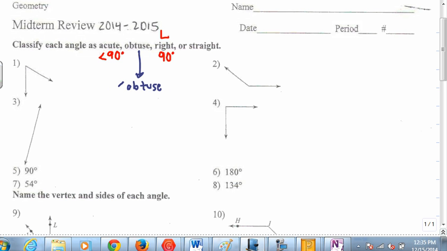An obtuse angle, we have to say two different things about it. It has to be greater than how many degrees? 90 degrees, but it also has to be less than 180. 180 degrees is what kind of angle? Straight. A straight angle. So that's a line. We can also call it a linear angle because it is a line.